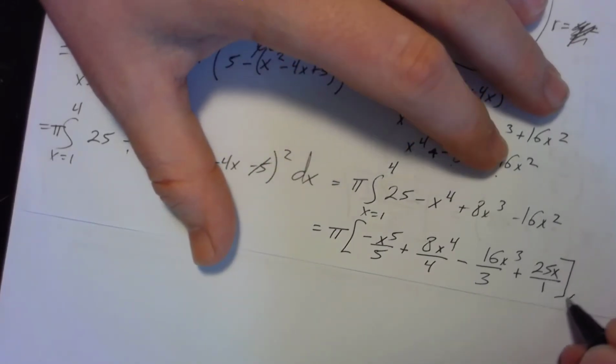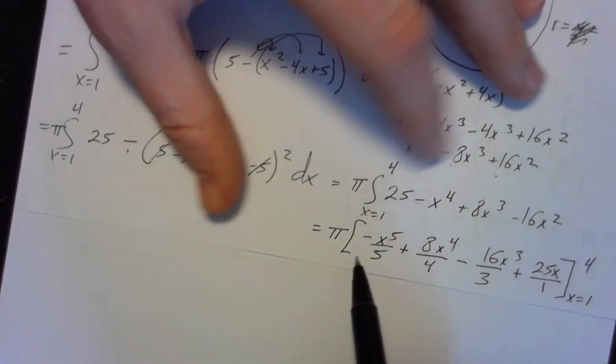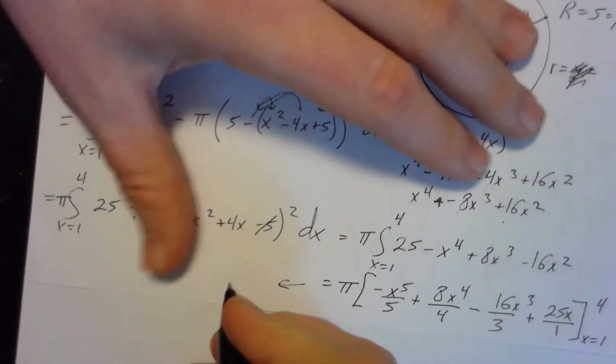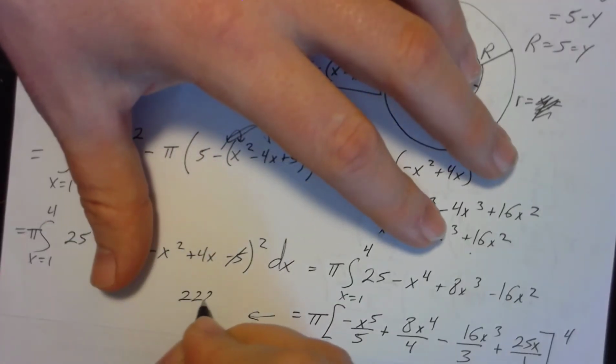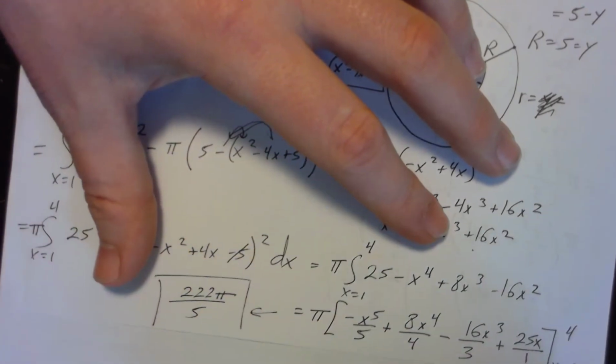This is going to be evaluated from x equals 1 to 4, and by plugging in each of these values, eventually simplifying numerically, we should end up with a number that is approximately equal to 222 pi divided by 5 by finding a common denominator in the end.